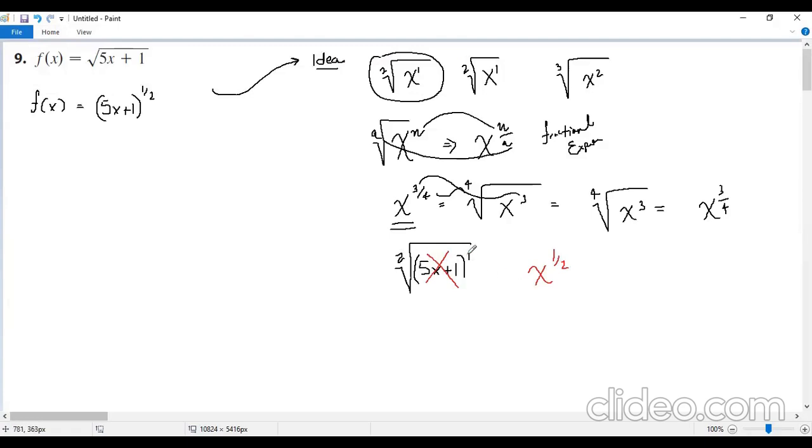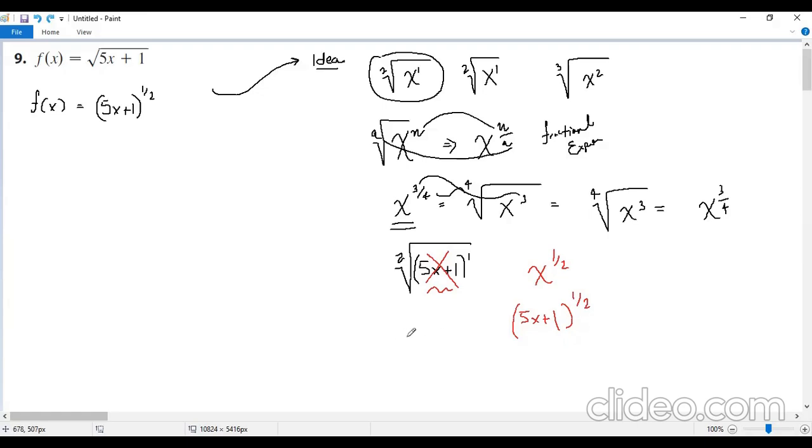Because you're taking your 1 and putting it in the numerator, and you're taking your 2 and putting it in the denominator. But the problem is that it's not x, right? It's actually 5x plus 1. So you're saying that this is actually 5x plus 1 to the 1/2. So in the place of x, you actually have 5x plus 1. And everything else that we discussed, the rules of changing from a radical to a fractional exponent, all of that is consistent.